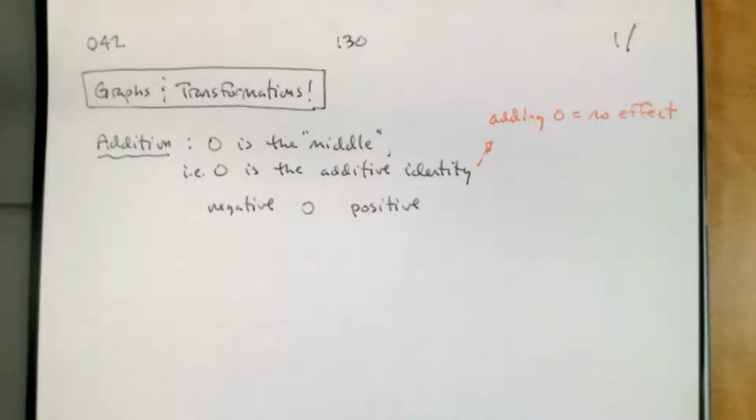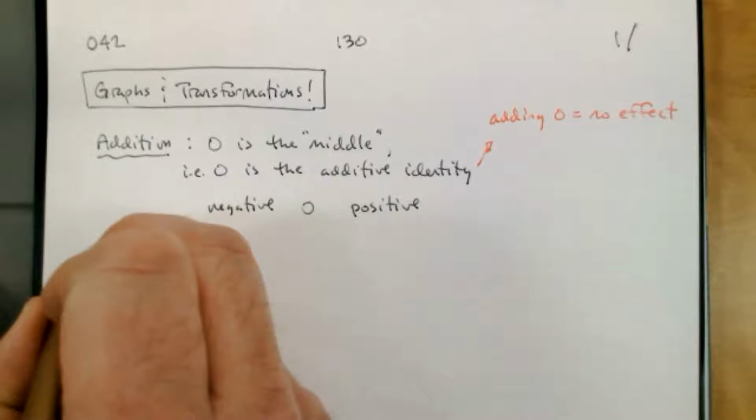Also not relevant to our interest because we care about the identities right now. Additive inverses are called opposites, 5 and negative 5. Because when we add them together, we get 0. So they're opposites. Those are inverses.